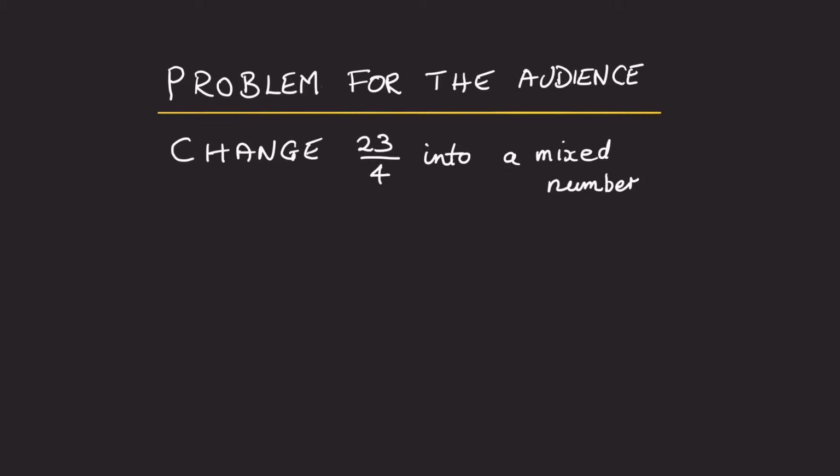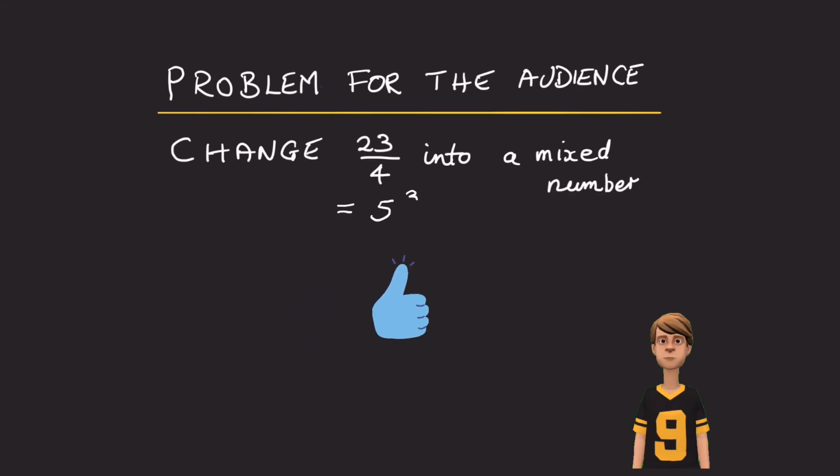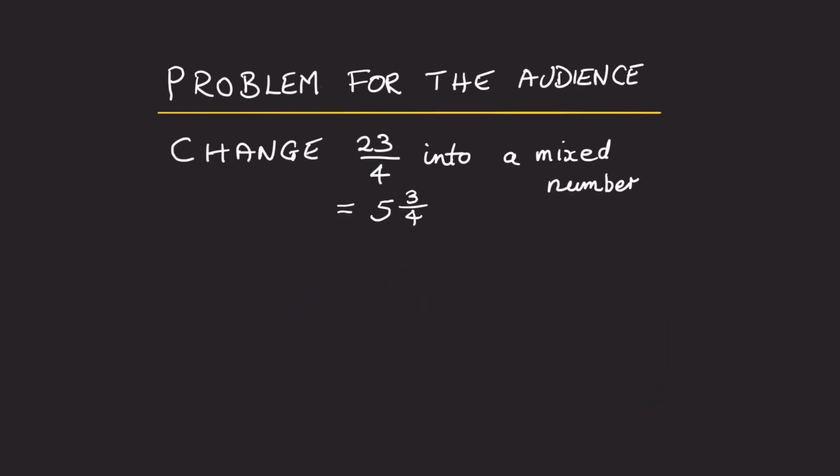Okay, George, would you like to tell us what answer you got for this one, please? First, I would divide 23 by 4, and that would go into 5 times with 3 left over. So the answer would be 5 3/4. Well done, George. That's absolutely right.